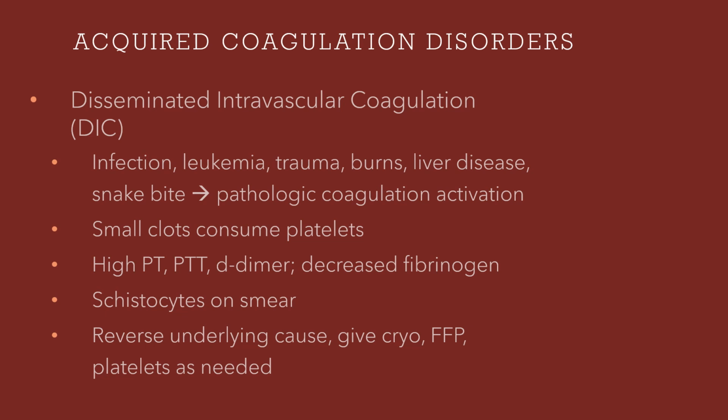You may also see schistocytes on the smear. We would want to reverse the underlying cause, give cryo, FFP, or platelets as needed. So both HUS and DIC can have schistocytes, but DIC will look more like sepsis and HUS will look more like thrombocytopenia, anemia, and kidney problems.